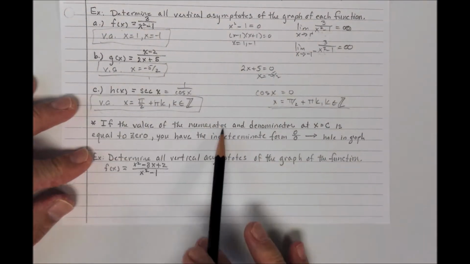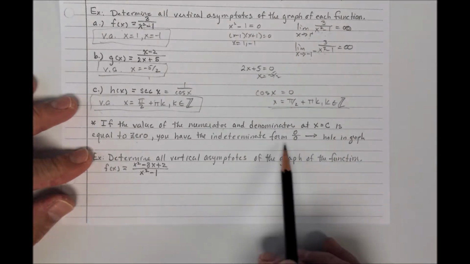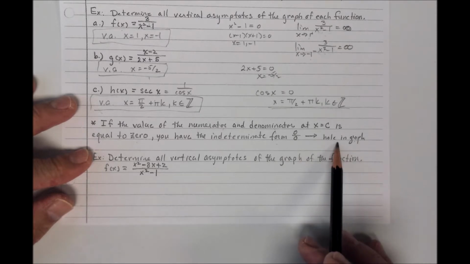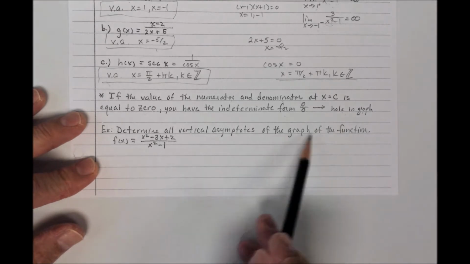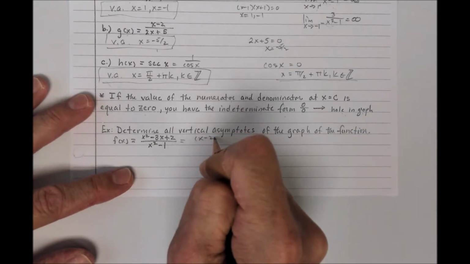Okay, now let's go back to rationals like we had in part A and part B here. If the value of the numerator and the denominator at x equals c is equal to 0, then you have what we call the indeterminate form 0 over 0, and we get a hole in the graph, no vertical asymptote. You should remember that from your algebra days. Determine all vertical asymptotes of this graph.